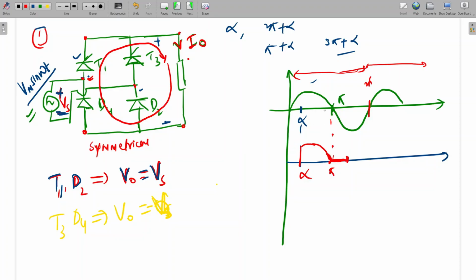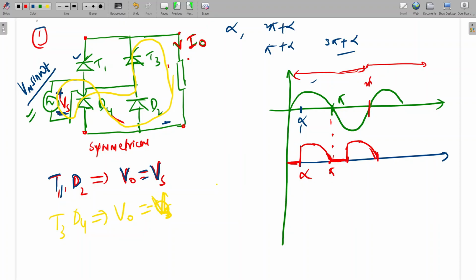Again at pi plus alpha we are firing this T3. So T3 will start conducting and T3 D4 will take the current. The current will come like this, and follow like this. If that happens, output voltage will be minus of Vs. So output voltage will be like this. Here it will be 0.